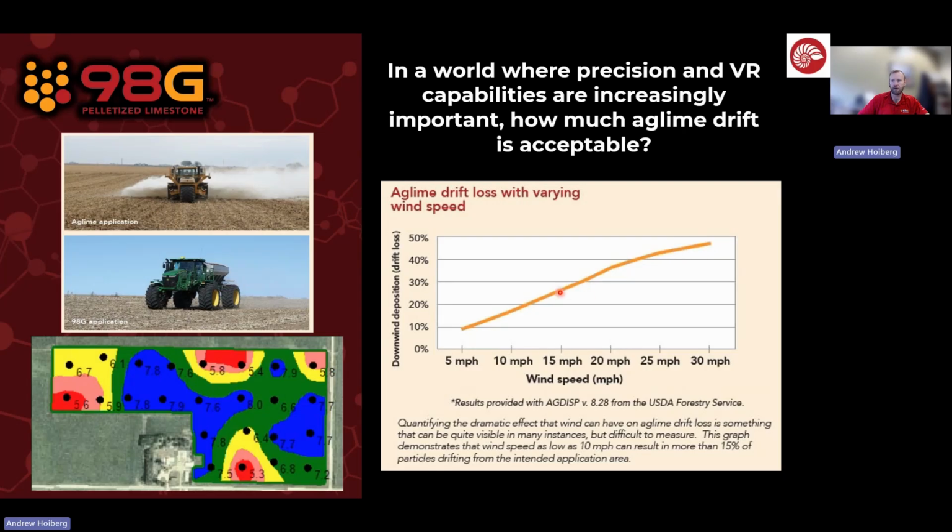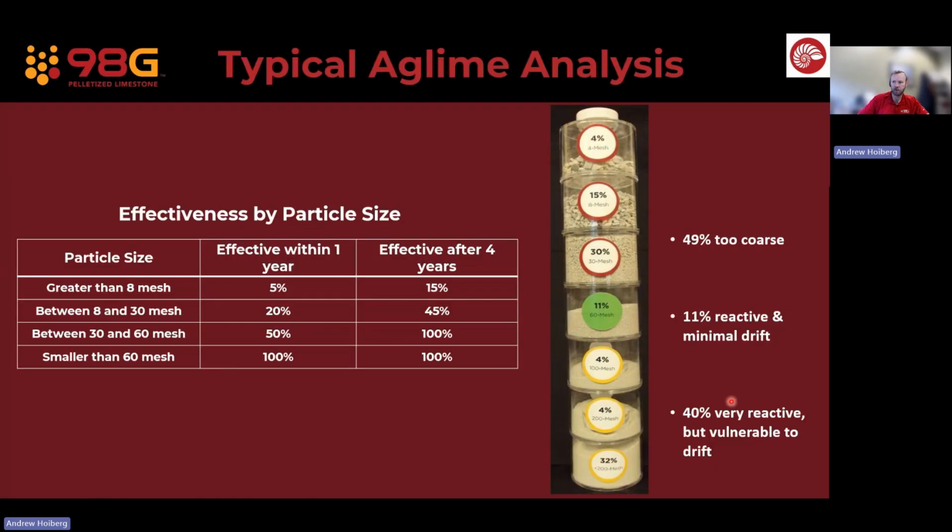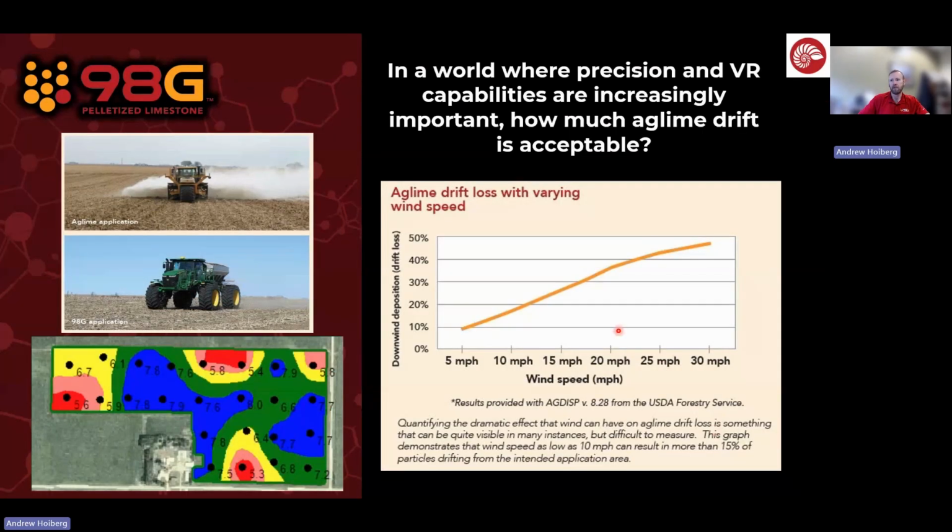I would say with pretty good certainty that the wind has been getting worse in the last 10 years, and I think there's some good data to back that up. But on a kind of normal 10 to 15 mile an hour windy day, we could be losing up to 25% of that finest material drifting off target. So for this 40%, we need to subtract out over half of that, now that it's going to drift off target. You put together this picture of coarse particles and fine particles, and now we start to see why there are such big application differences between 98G and ag lime.